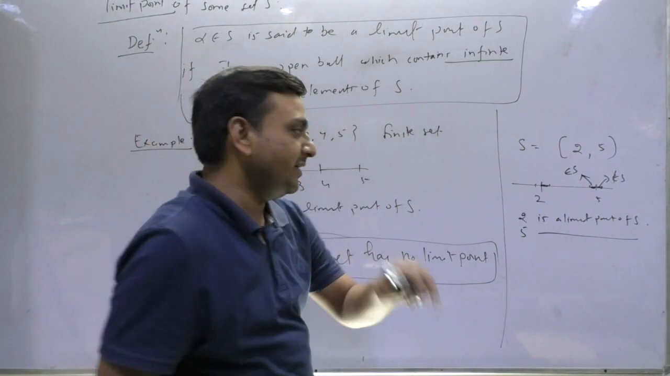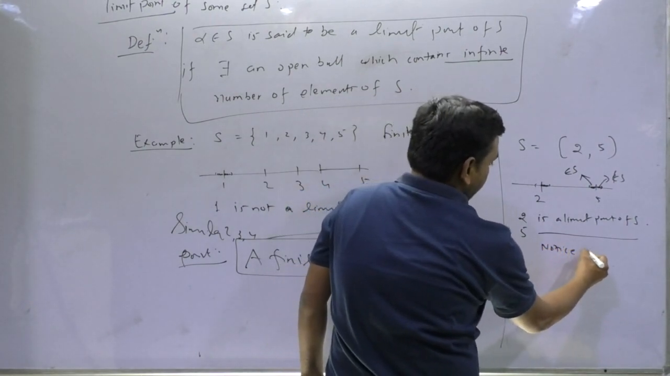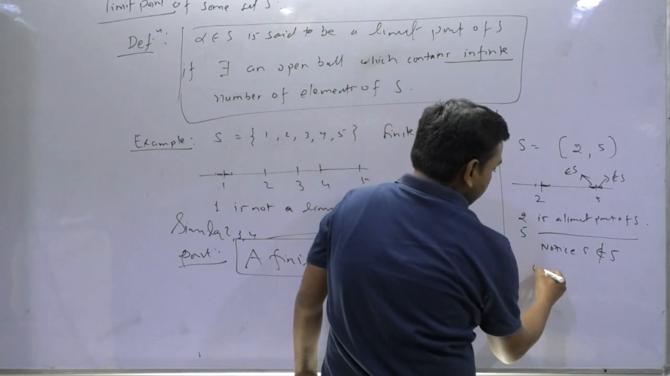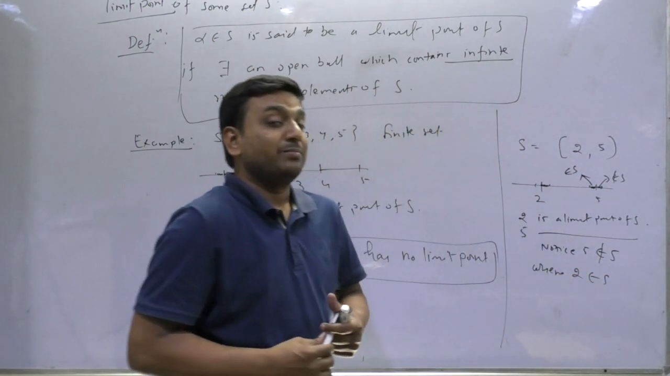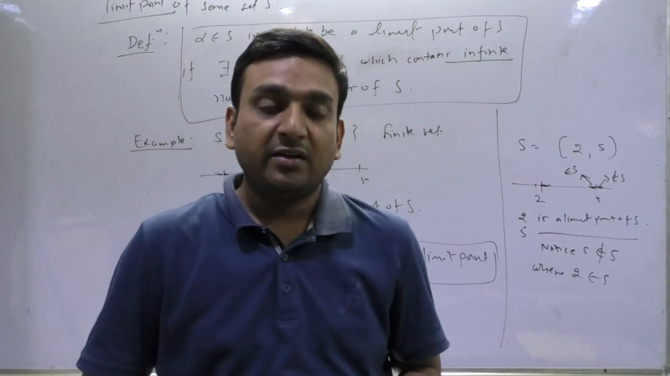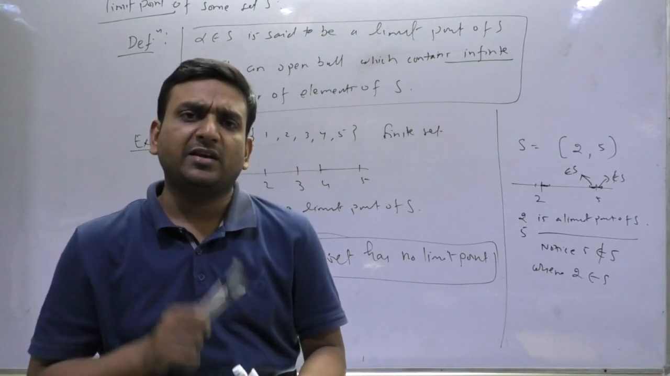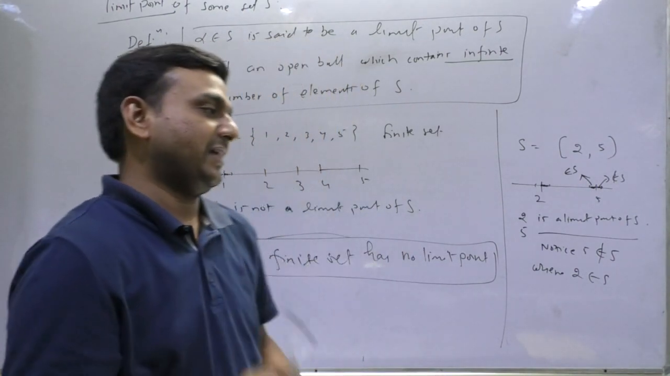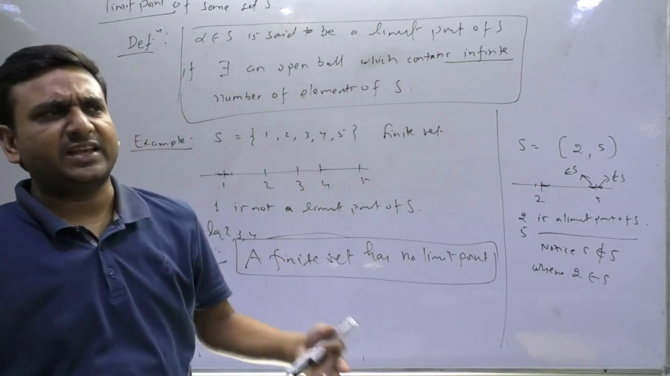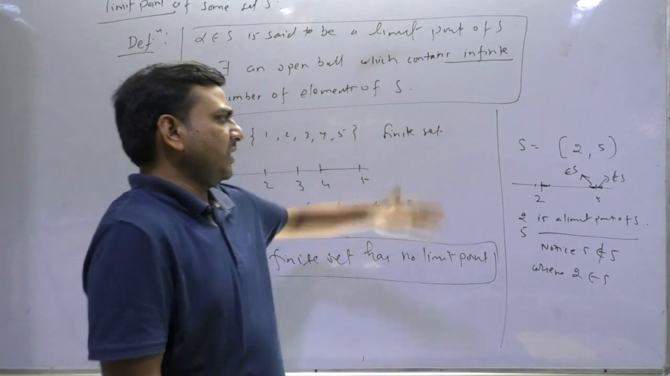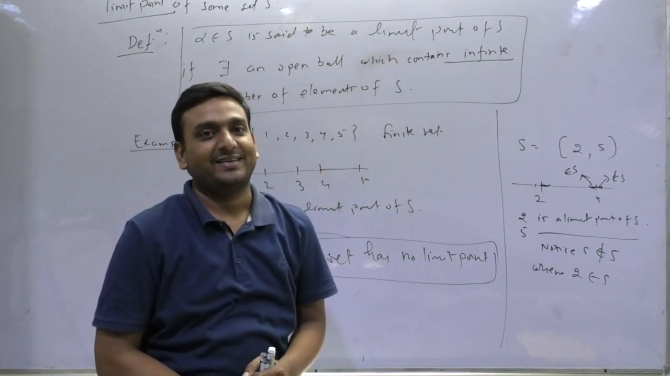So what you have learned from here is that 5 does not belong to S, whereas 2 belongs to S. Means a point which is not an element of that set, still it can be a limit point of that set. So whatever the story I have discussed for the previous example, sin x, geometry wala, everything you can discuss for the limit points also. Am I clear?